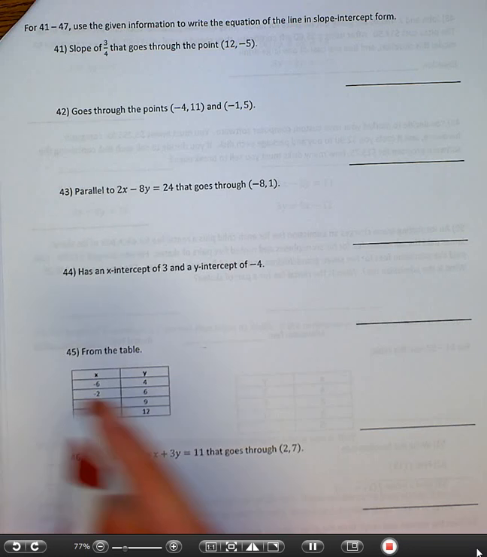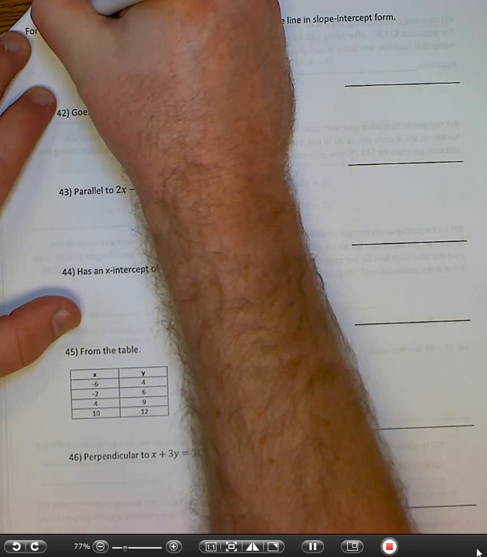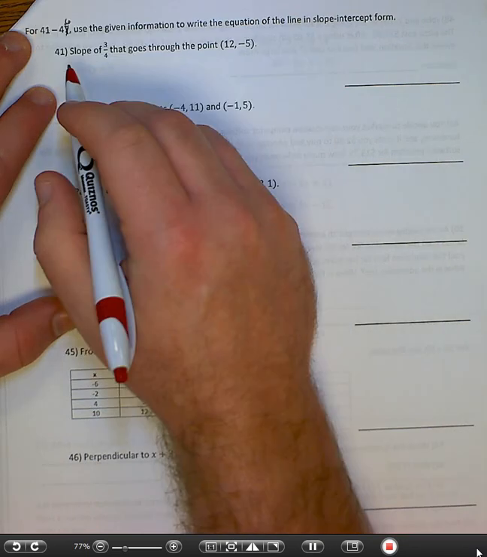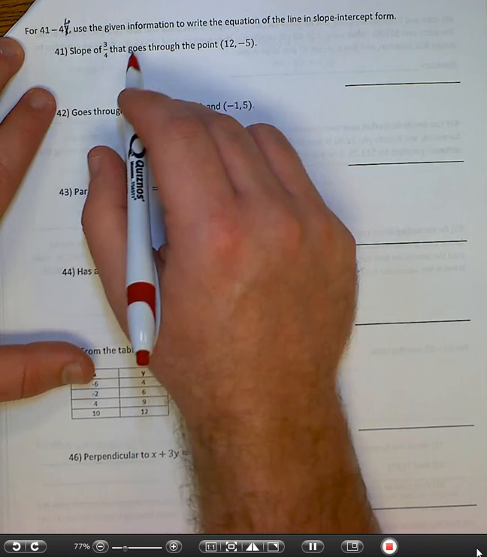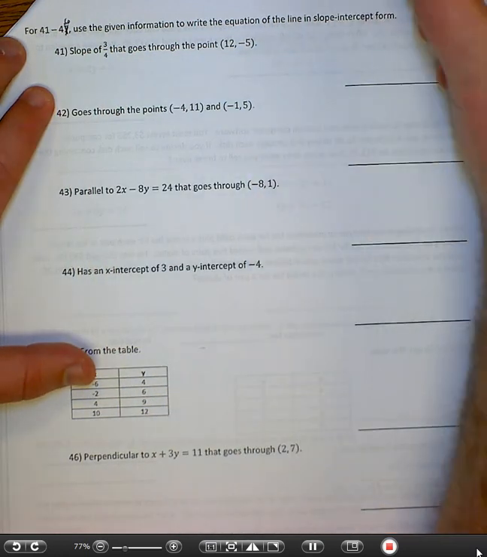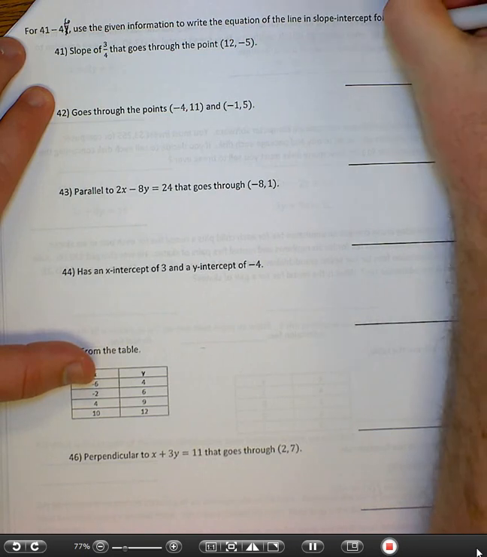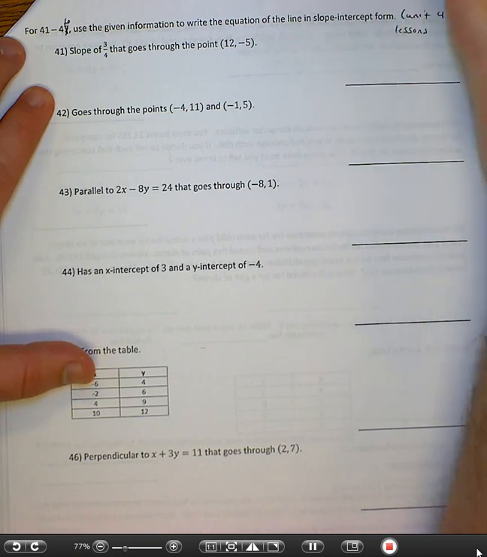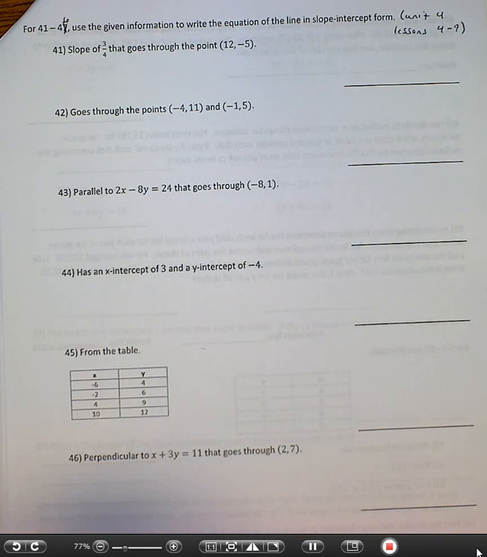Alright, so for 41 through 46, I actually had a typo here. That should be 46. I already made your copies and I wasn't going to recopy them. 41 through 46, use the given information to write the equation of the line in slope-intercept form. This is all Unit 4, and specifically, lessons basically 4 through 9 is where we're at here.